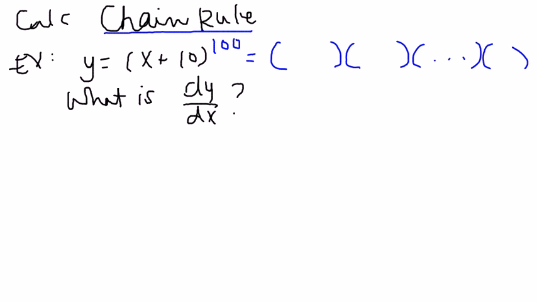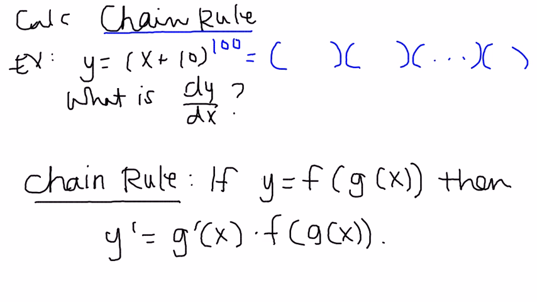So this is what the chain rule states. If y is equal to a composition of two functions, then y prime is the derivative of the inside function times the derivative of the outside function. Oops, sorry, this should be derivative. But the thing is, we still evaluate at the original inner function.